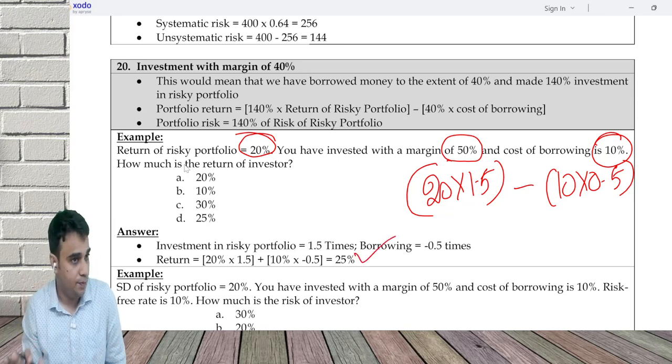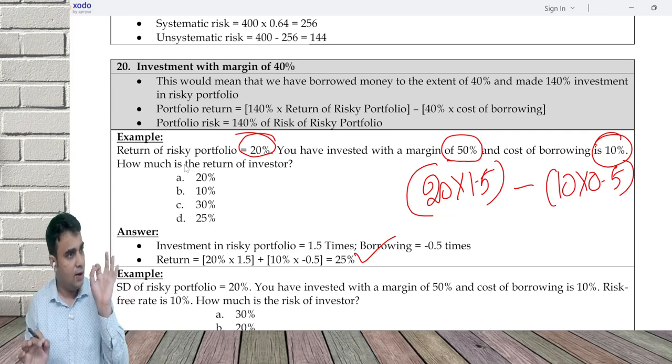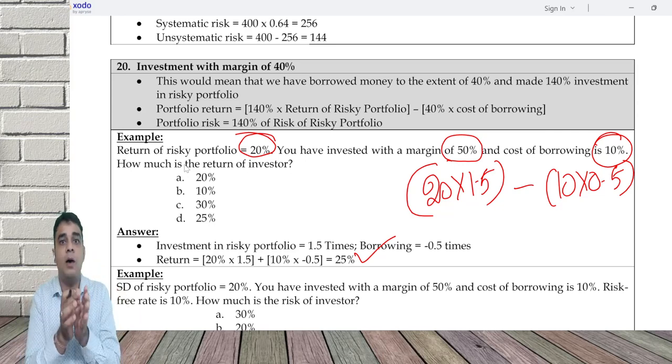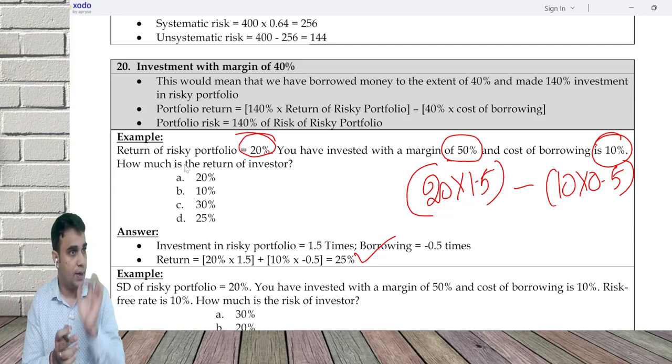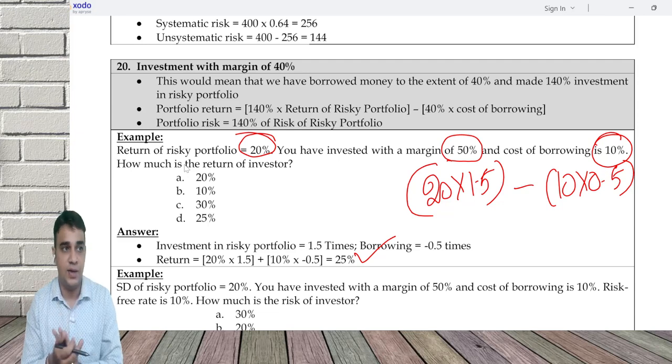Any doubts till this? What we are doing is we are borrowing and investing. Now coming to the risk part of it, when you borrow, the weights are 1.5 and minus 0.5. Sigma 1 W1 square, sigma 2 W2. For a borrowing, you cannot have a standard deviation.